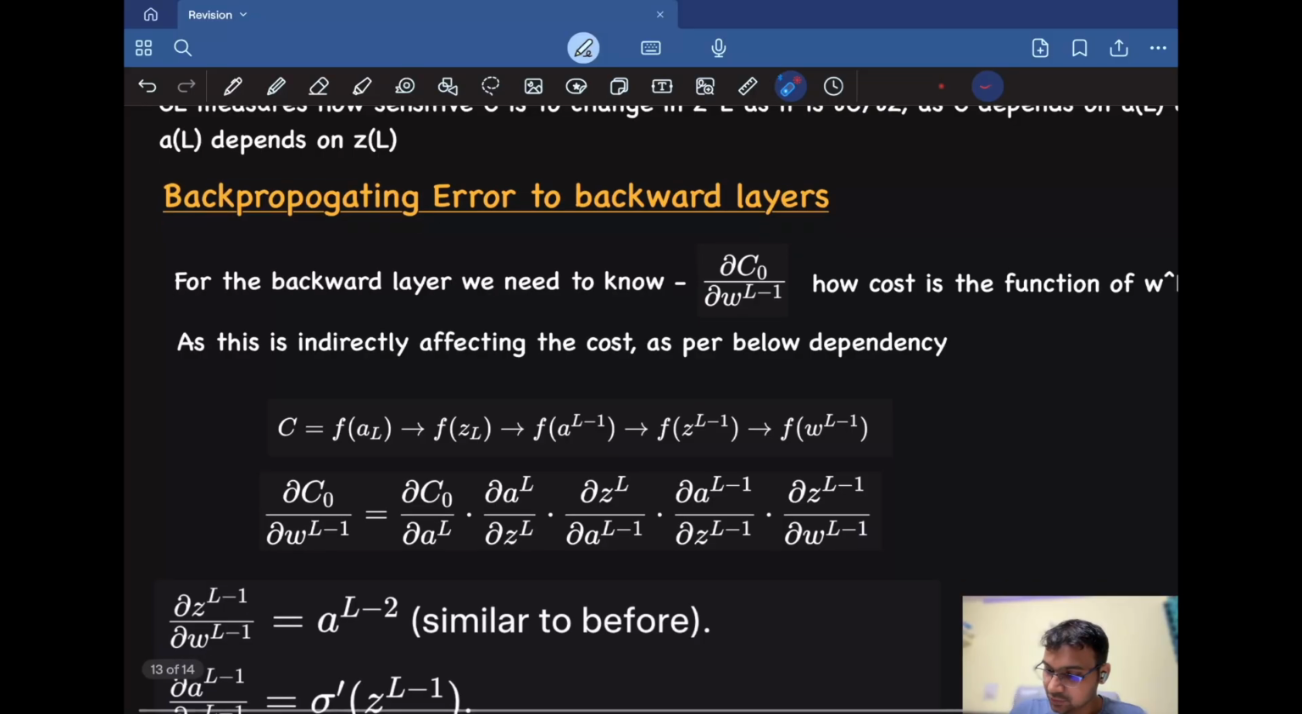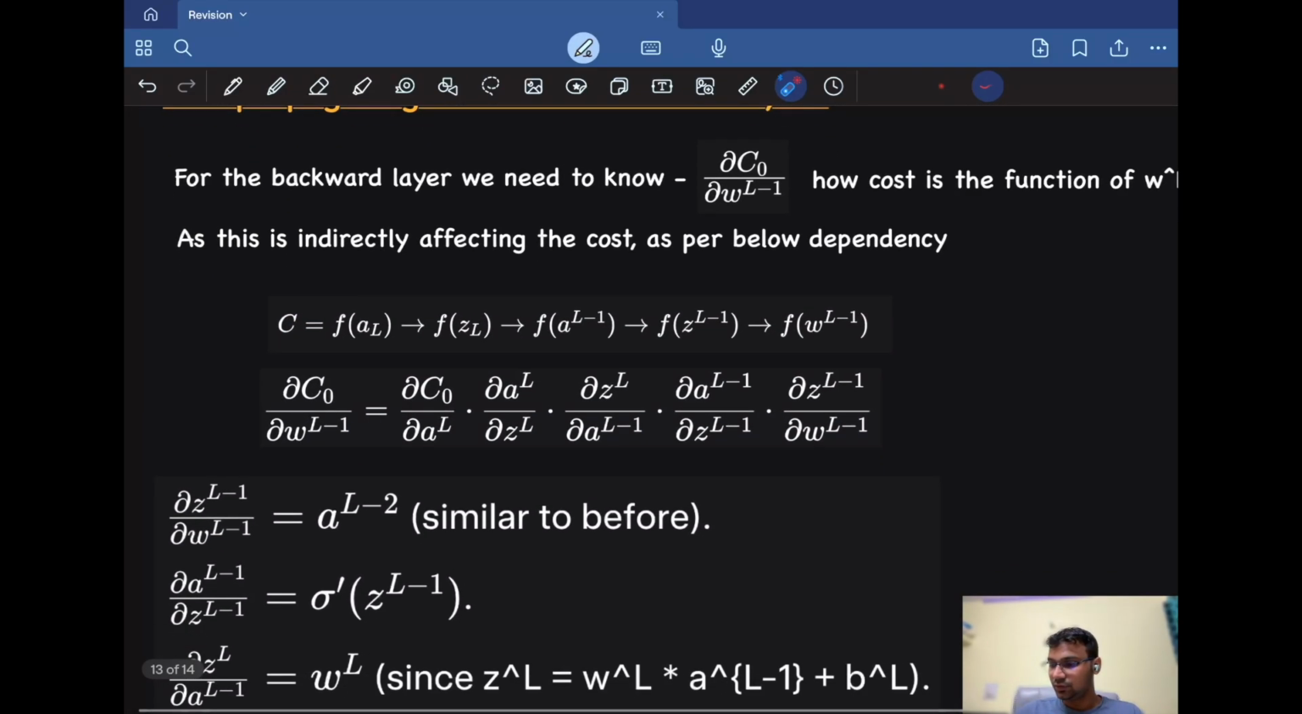So we will see the cost function is dependent on the activation of the last layer. This activation is a function of Z, sigmoid Z. Then this is a function of the activation of the last layer, W A L minus 1 plus B. This is a function of the activation of the previous layer. Then this activation is a function of the Z value of that layer, and that Z value is a function of weight.